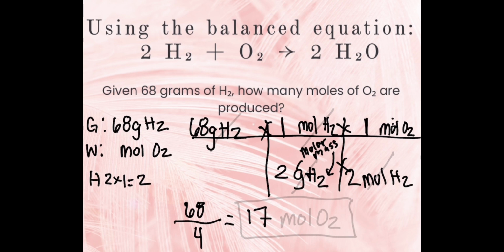Now, when I cancel out my like terms, I'm going to cancel out my grams of H2, my mole of H2, and I'm left with mole of O2. And that, my friend, is the answer. I wanted moles of O2. I found moles of O2. And that is how you go from grams to moles.